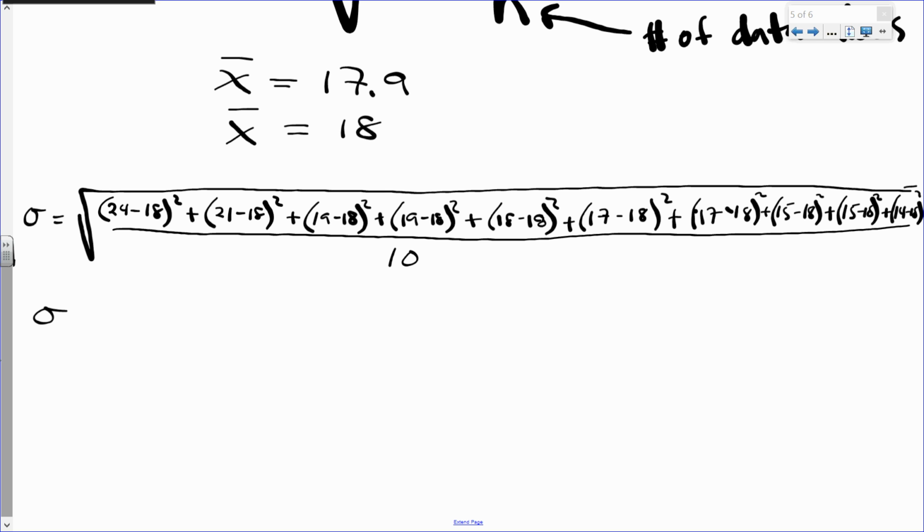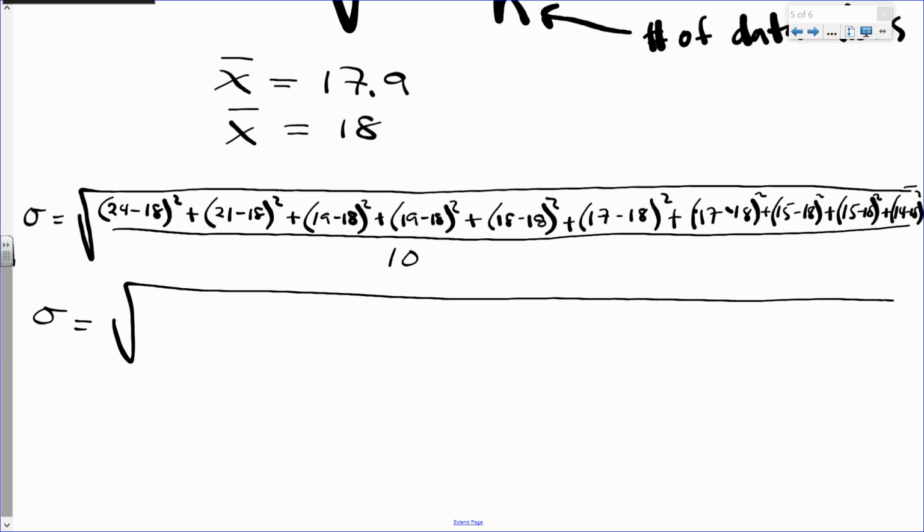Here we go. Sigma. Let's simplify. I'm going to simplify everything in little parentheses. Every single parenthesis is how far every player was from the average. Right? Every player from the average. So let's see. The top scorer from the average, how far away was he? 24 minus 18, 6. And I'm going to square it. Square that puppy.